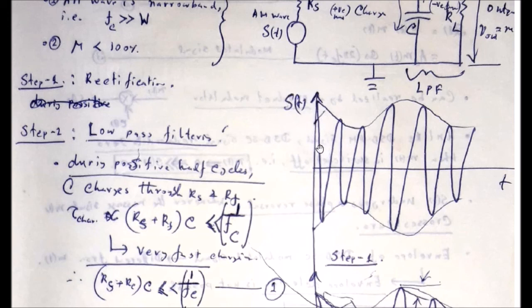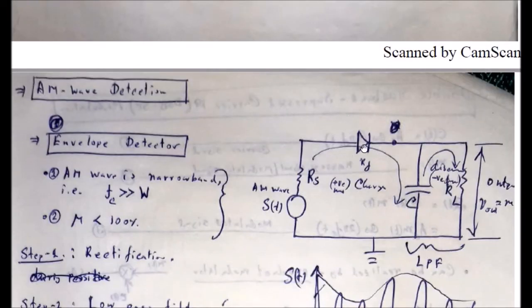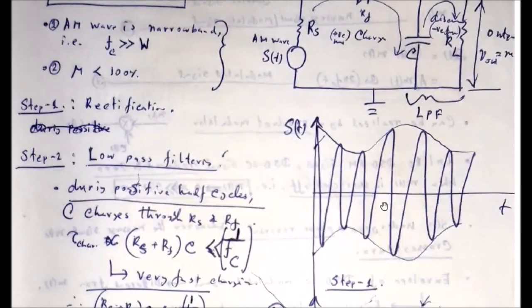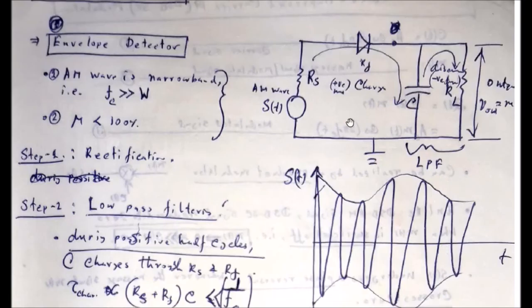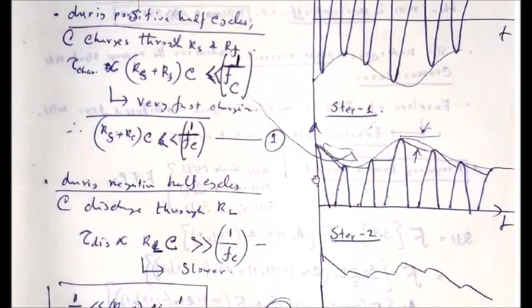If you pass this received modulated waveform through a diode connected in series, it will just rectify it. That means the negative portion of the waveform will be rejected, and the positive portion will remain. After that, this waveform will be fed to the capacitor. Now look at this region. Here the voltage is very high, so the capacitor will be charged, and suddenly the voltage starts to decrease.